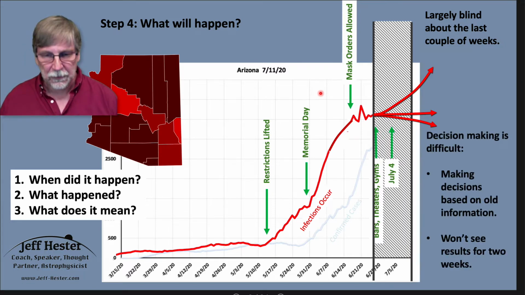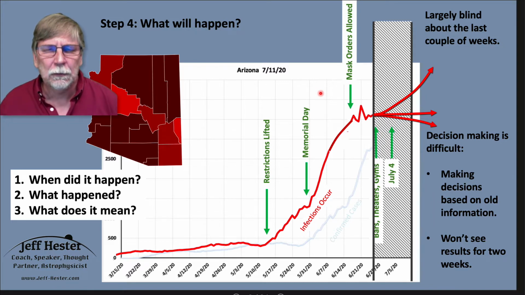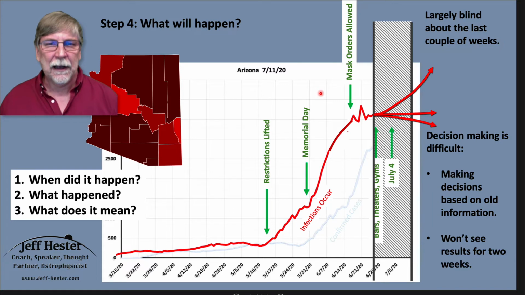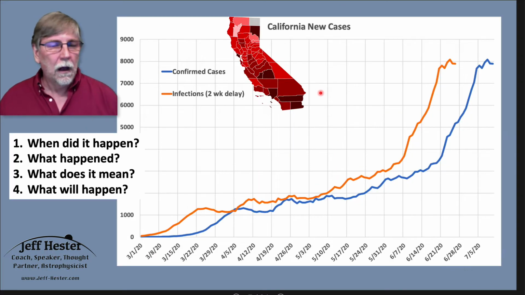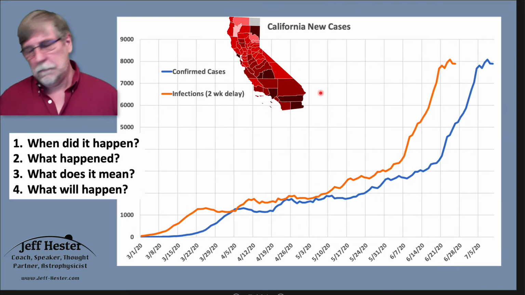Decision making is difficult, which means that it's really easy with COVID to get out over your skis, to make decisions without really understanding that you don't have the data to justify those decisions, and you don't know what their consequences are going to be. All right. That was Arizona. You can apply this anywhere.